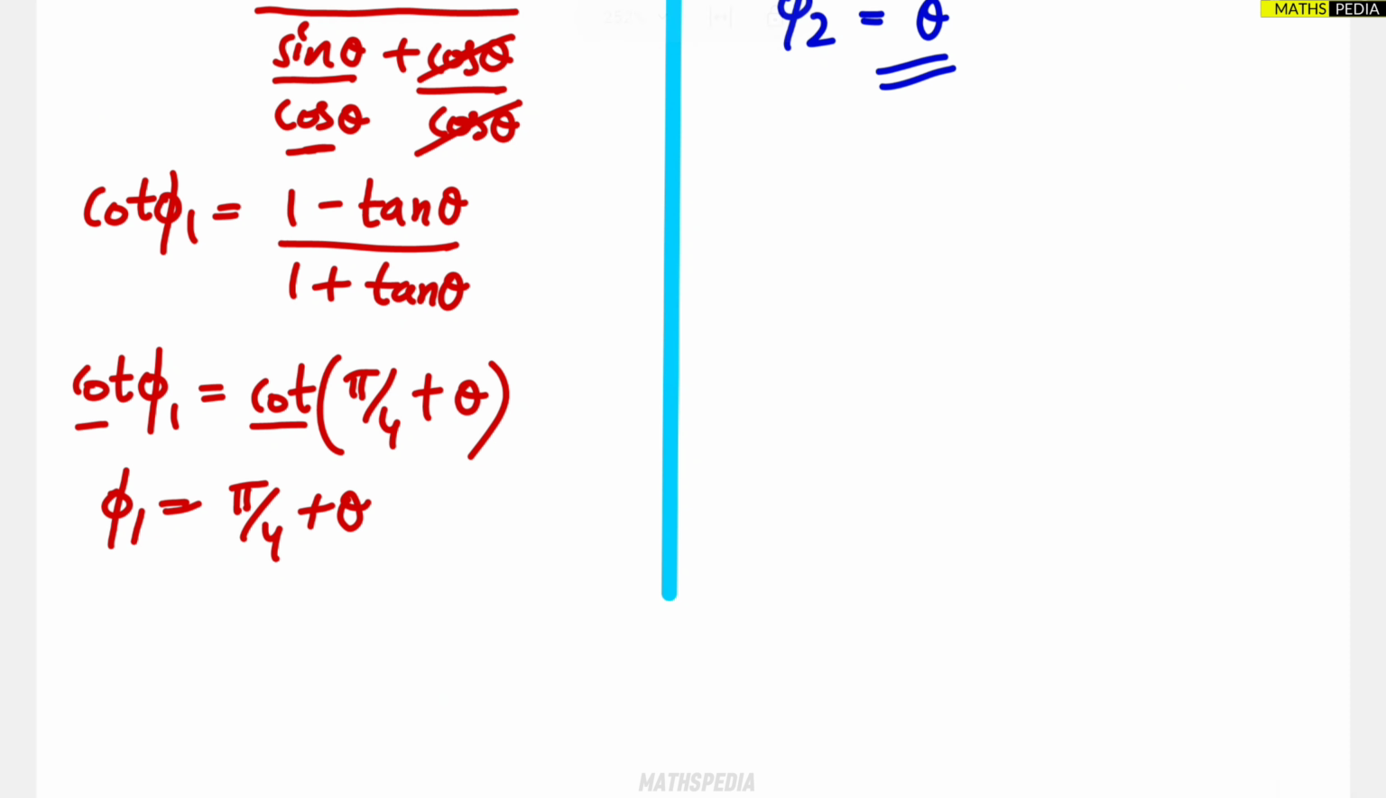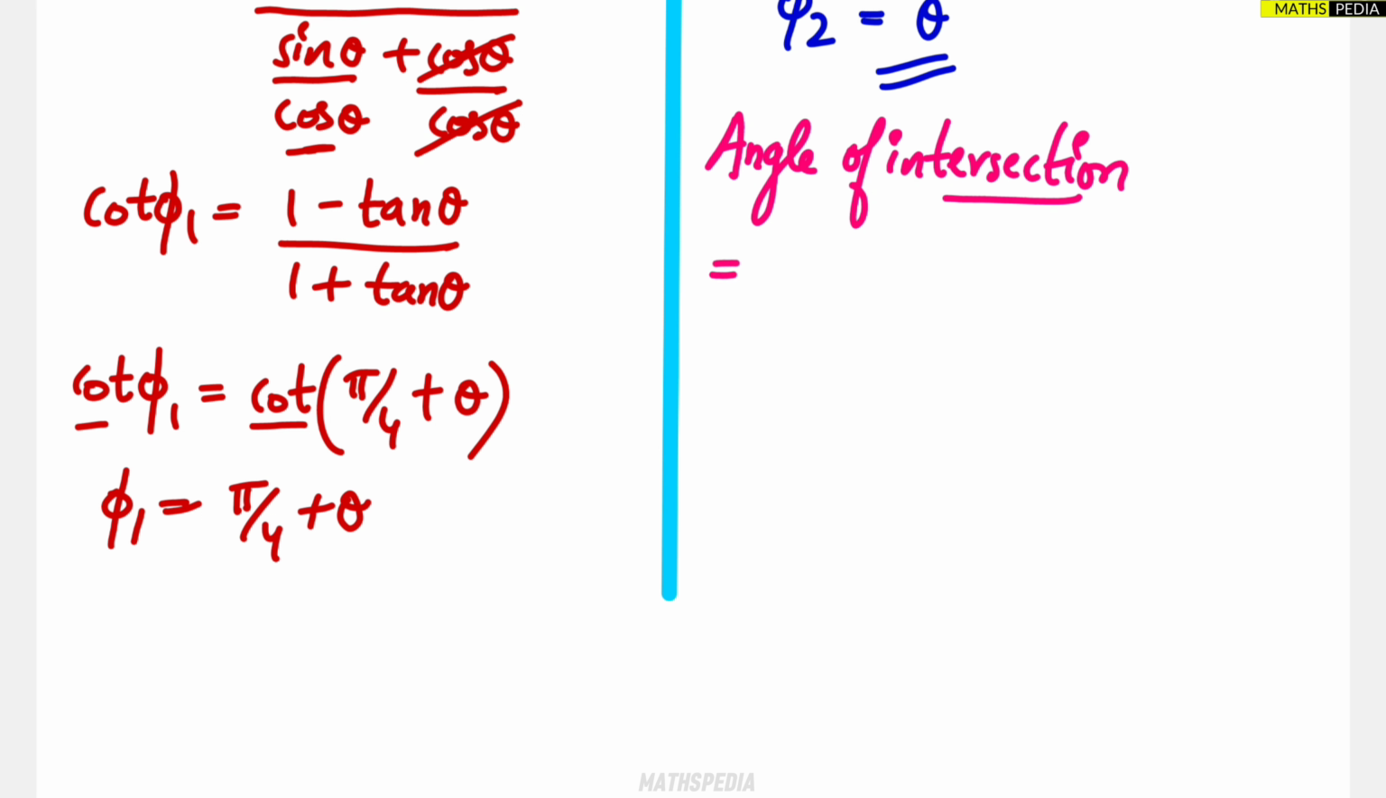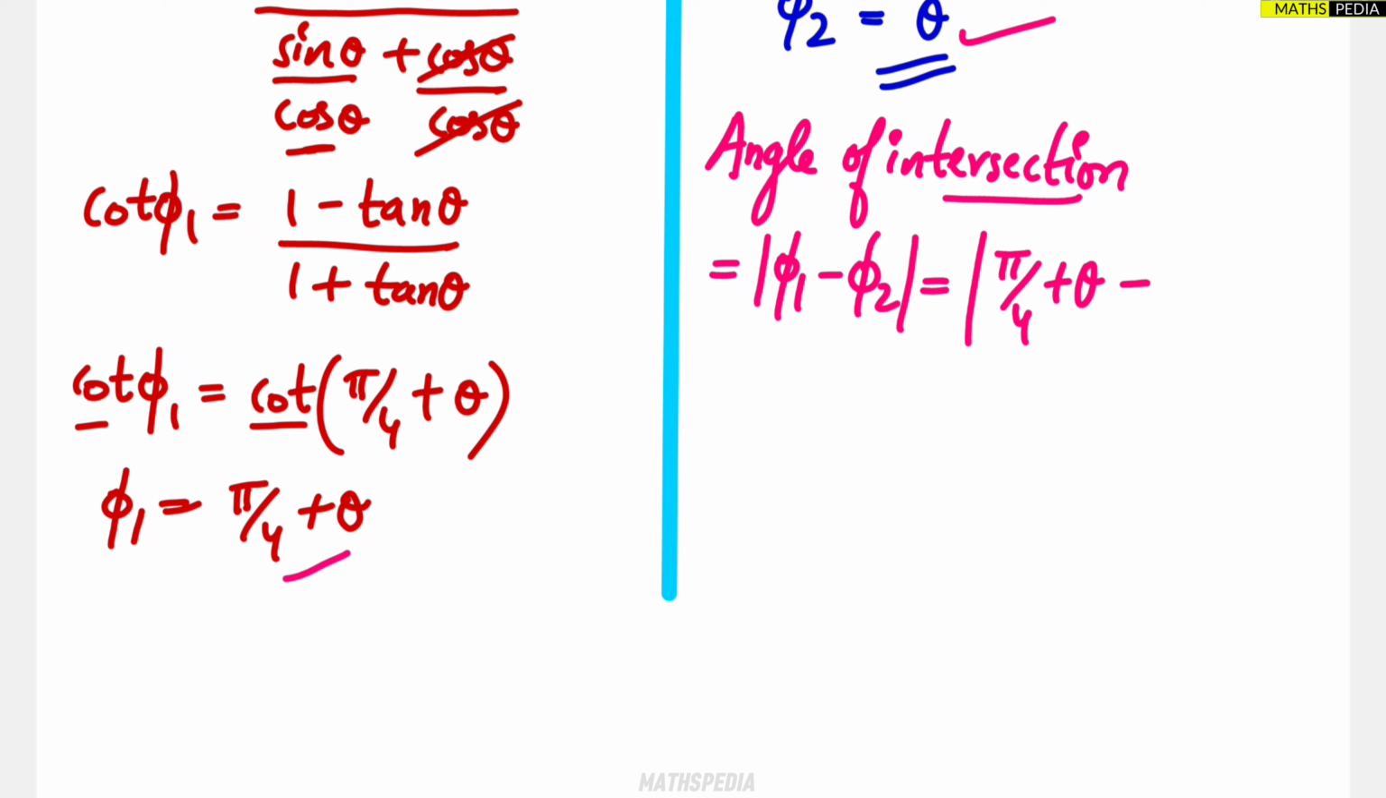Let us find out the angle of intersection. Angle of intersection is equal to phi 1 minus phi 2. So here what is phi 1 value? Pi by 4 plus theta minus phi 2 value, which is theta. Theta and minus theta gone. So what is left out? Pi by 4. So the angle of intersection for these two curves is pi by 4.